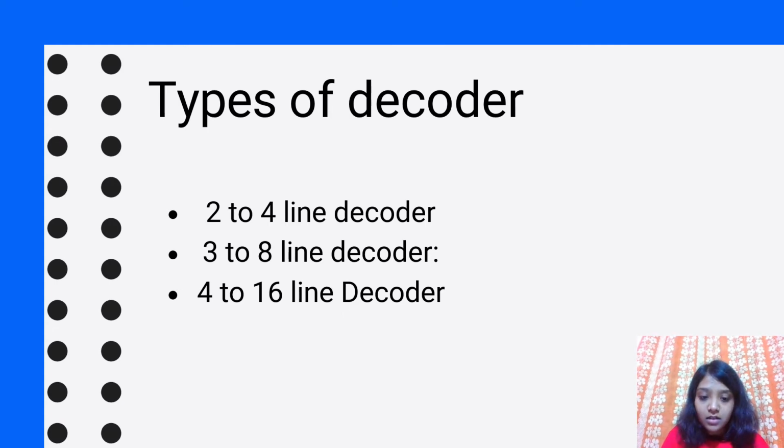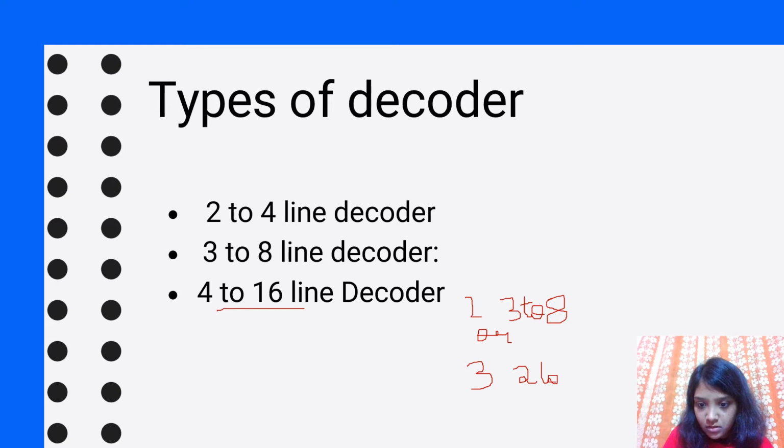That is, for 4 to 16 line decoders, we can use two 3 to 8 decoder circuits, or three 2 to 4 decoder circuits.